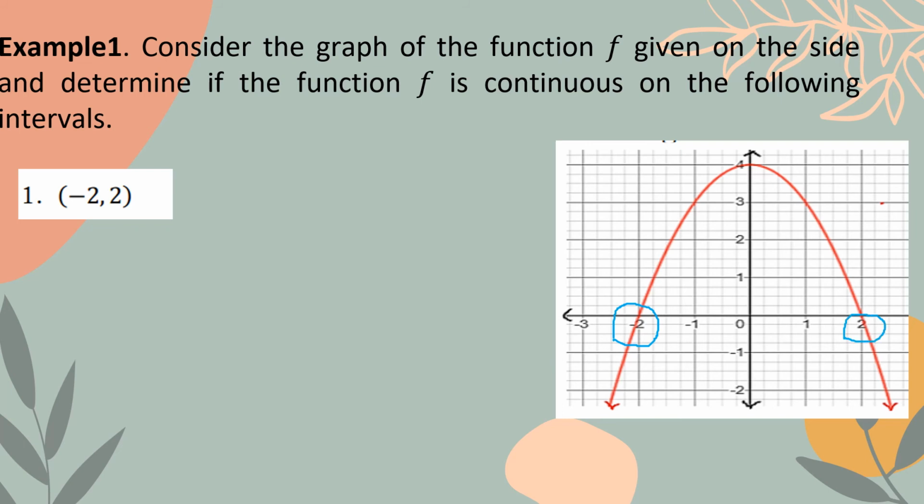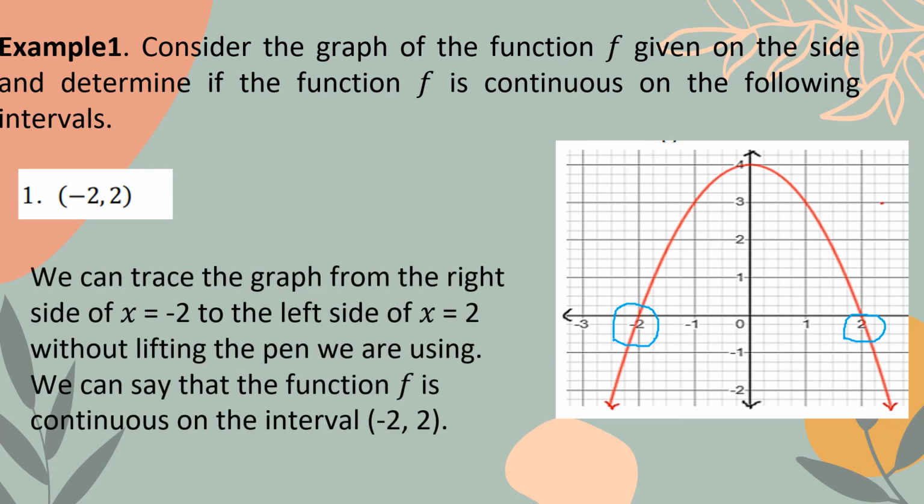These are your x values, right? X-axis, negative 2 to positive 2. You have to determine if the graph is continuous from negative 2 to positive 2. When you try to trace it, there are no breaks, no holes, no jumps. After tracing it from the left and from the right, it's continuous.